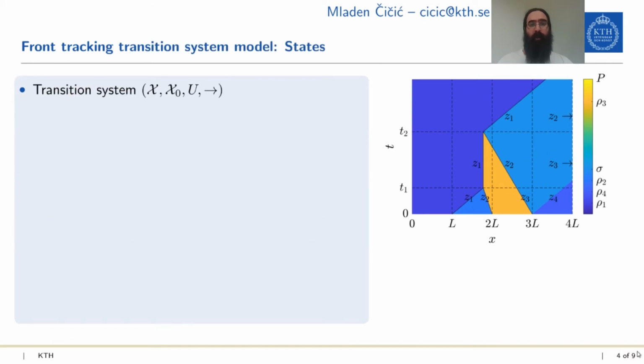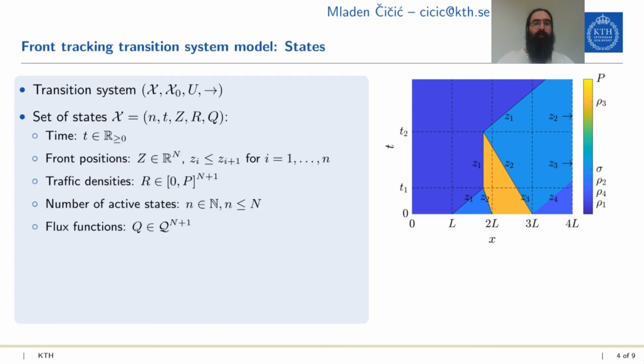So that is all well and good, but how do we make a model out of this? Due to the intrinsically hybrid nature of what happens when we're doing front tracking, we need to go with a fairly general class of models. We need to go with a transition system model. So the set of states that we're tracking consists of, first, time. We need to know what time it is. Then the position of these wavefronts and the traffic densities between them.